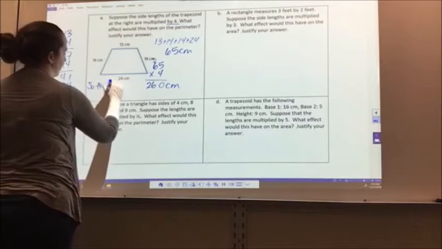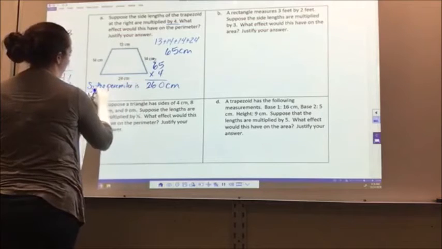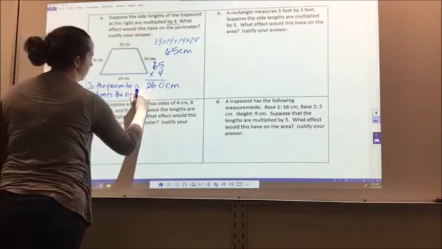So the perimeter is 4 times the original.